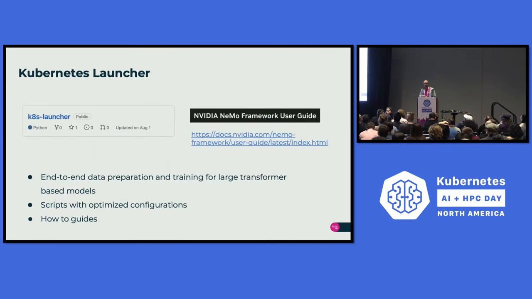In the second part of this presentation, I want to talk about the community work that we're doing. We have a few projects going on, and I want to speak about one of them. This project is about making it very easy for the community to train LLMs, train transformers on Kubernetes, with all the data preparation and data pre-processing that is needed.